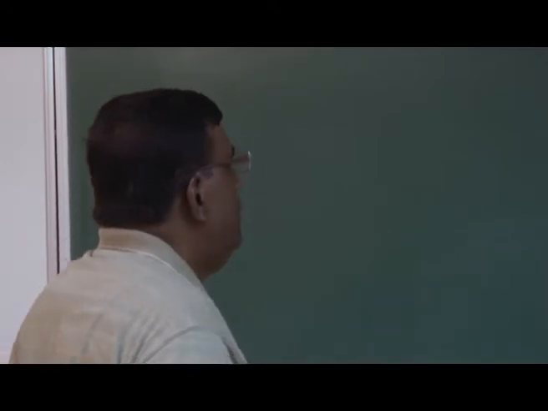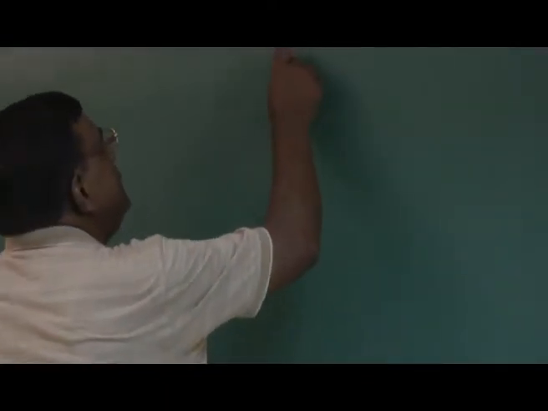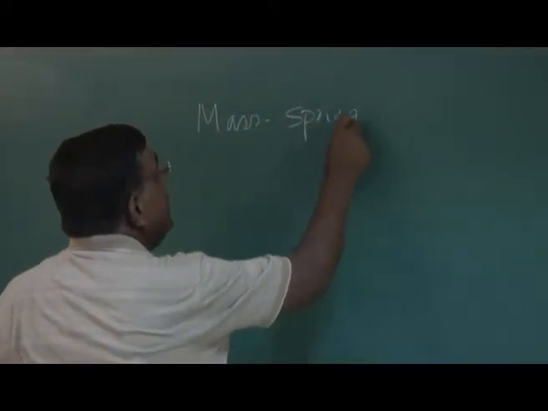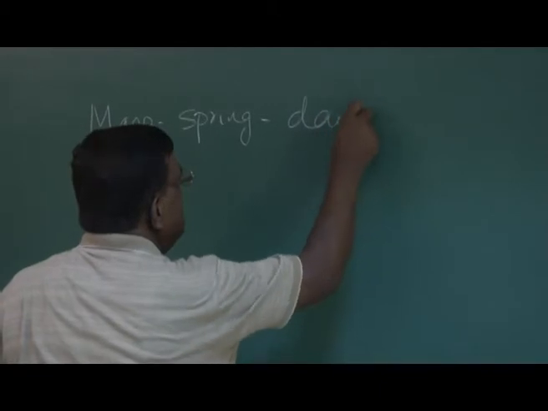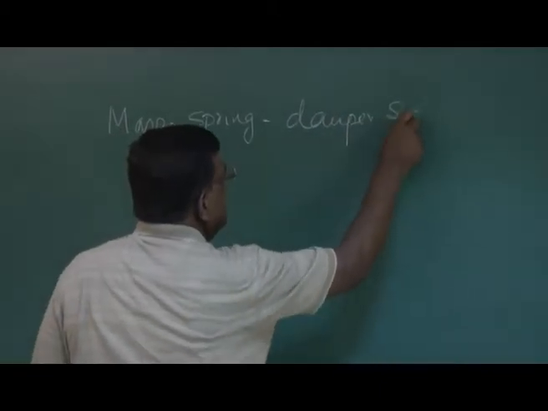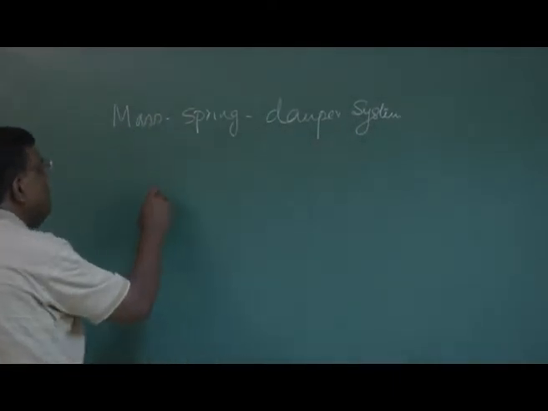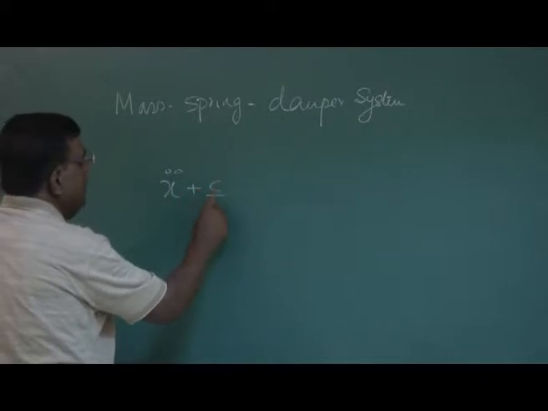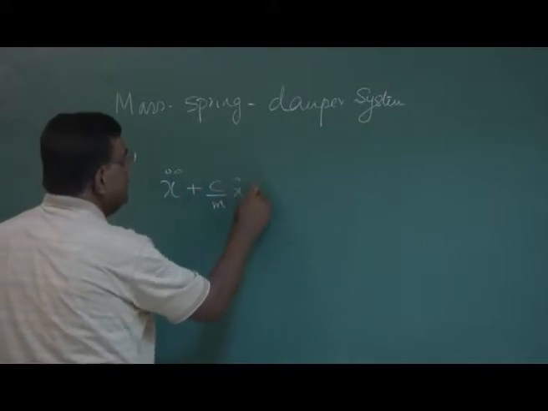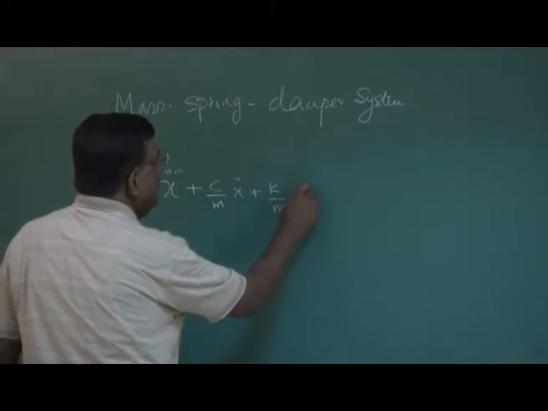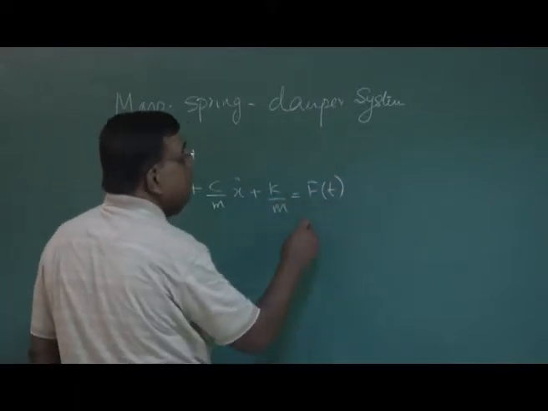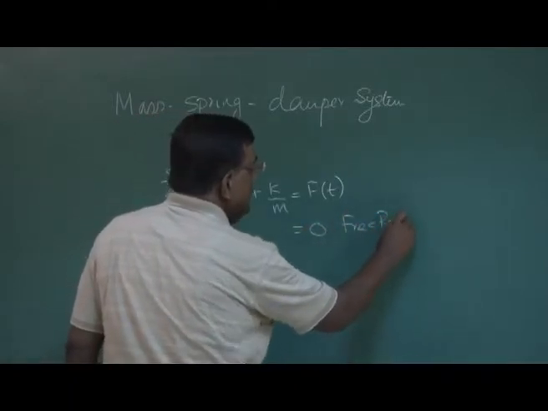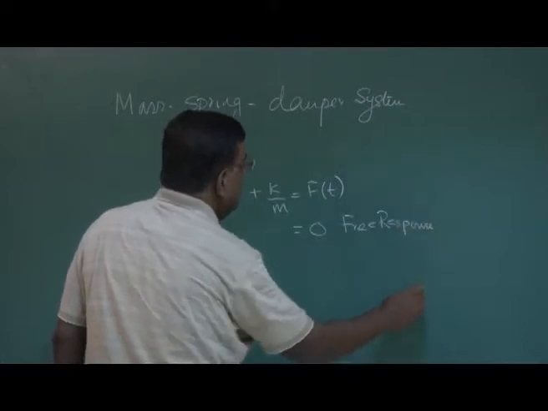And if you recall, when you talk about mass spring damper system, we got an equation of this form: x double dot plus c by m x dot plus k by m x equal to f(t). But if it is a free response, this is equal to 0. And this is what we are looking for, right?